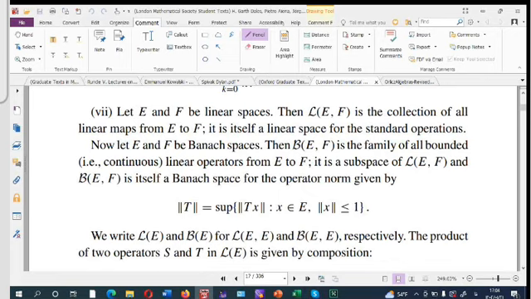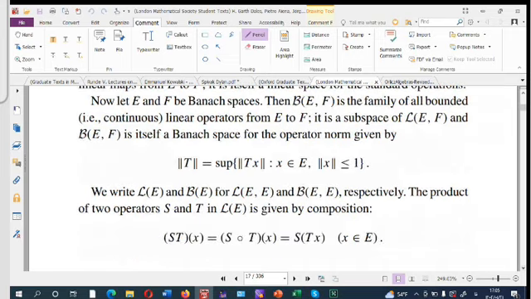And B of E and F is a subspace of L of E and F. And this subspace itself is a Banach space for the operator norm given by this equality. For any T in B of E and F, the operator norm of T equals this supremum. We write L of E and B of E for L of E and E and B of E and E respectively. The product of two operators S and T in L is given by composition: S T of x equals S composed with T of x.